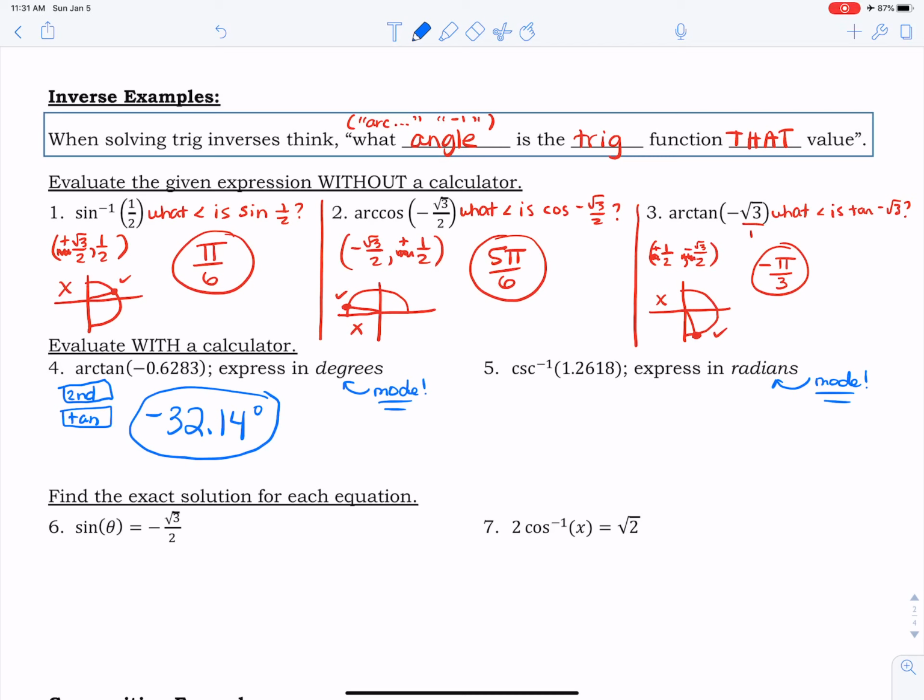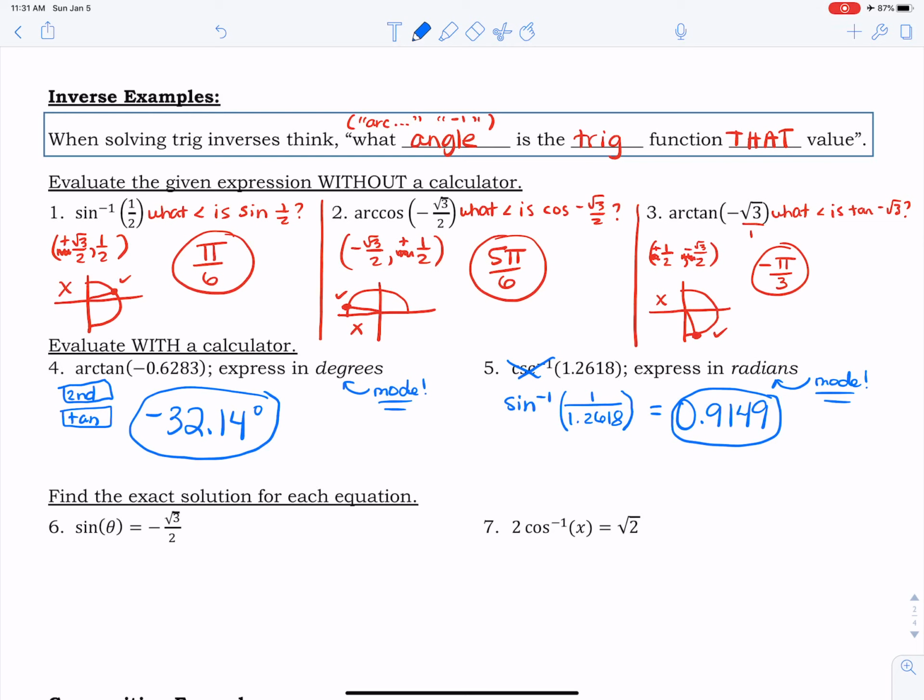But for this next one, cosecant inverse, there is no cosecant on the calculator. So we have to change that to sine. But you can't just take the sine of that number and that's the same as the cosecant. We have to do the reciprocal, since sine and cosecant are reciprocals of each other. And the reciprocal of 1.2618 is 1 over 1.2618. And our answer, change it to radian mode, is 0.9149. It works this way every single time.